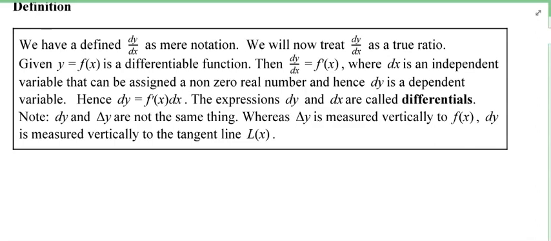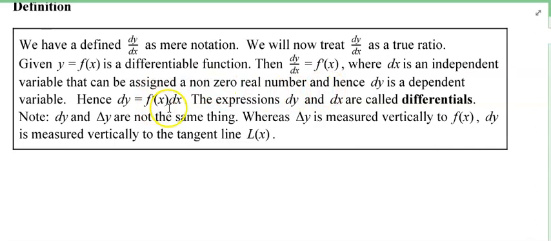So far we have defined dy/dx as mere notation. We now treat dy/dx as a true ratio. Given y equals f of x is a differentiable function, then dy/dx would be equal to f prime of x, where dx is an independent variable that can be assigned a non-zero real number, and dy is the dependent variable. So we're treating the dy and the dx as variables.